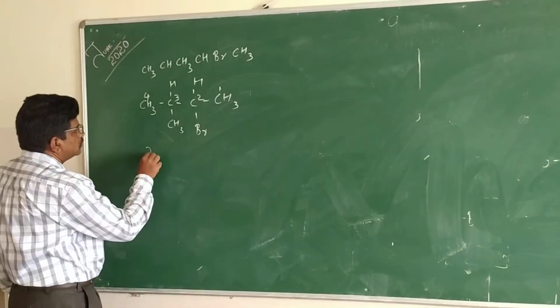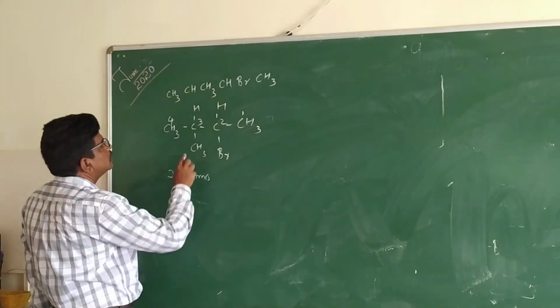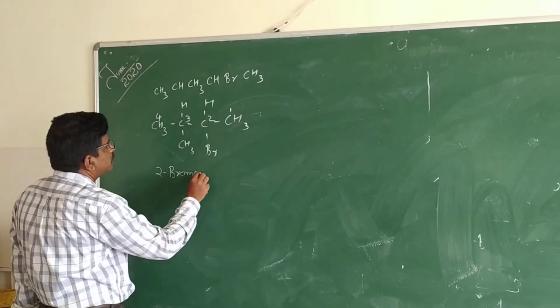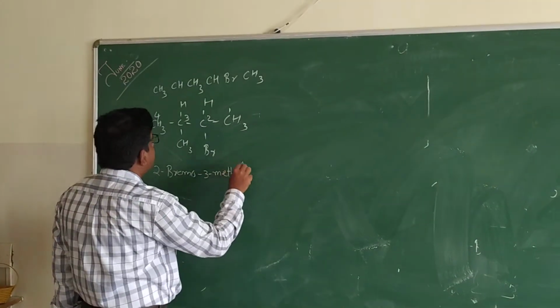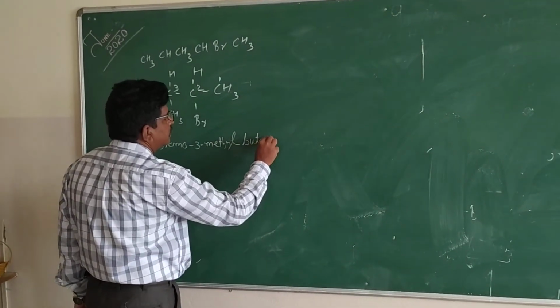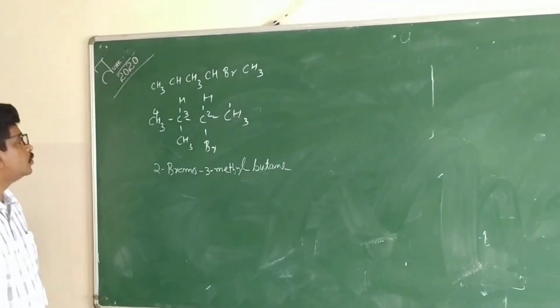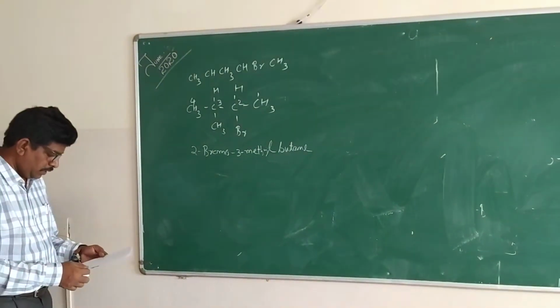2 bromo. Third position you can see one methyl group, 3 methyl, and the parent compound is butane. 2 bromo, 3 methyl, butane. Next example.